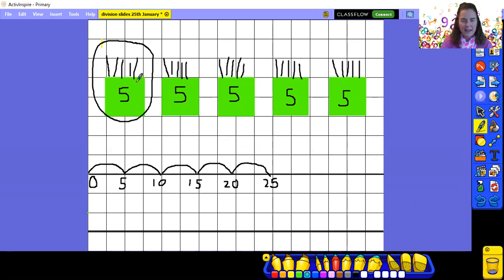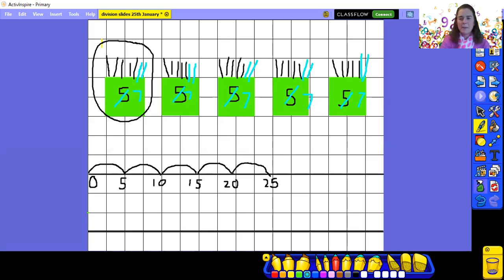So I'm going to count 10 sunflowers altogether, sharing them equally. So 1, 2, 3, 4, 5, 6, 7, 8, 9, 10. How many in each vase now? We've added 2 more onto our 5. So now we've got 7 in each vase. So we now have 7 in the vase.